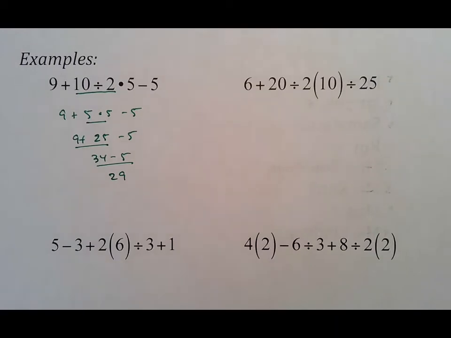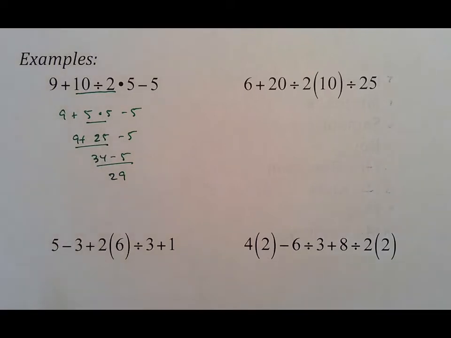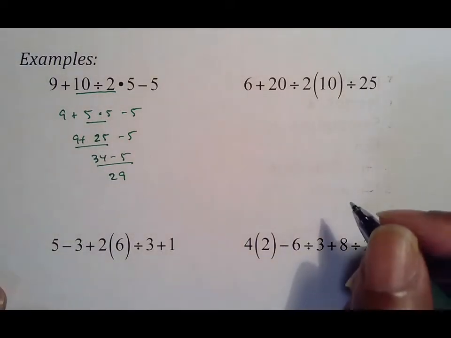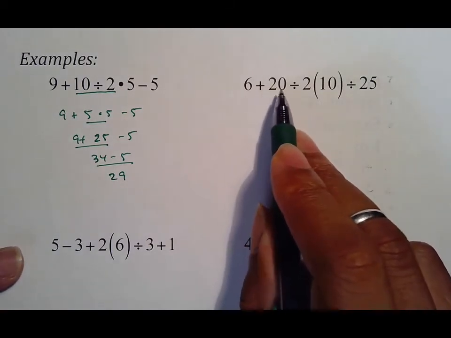You can use your calculator to get these numbers. Not the final number, but if you don't know what 9 plus 25 is, use a calculator to figure it out. The only thing you have to do is type in all of these lines. And if you do not type all these lines, you're not going to get full credit, or really any credit for your work. Here we see 6 plus 20 divided by 2.